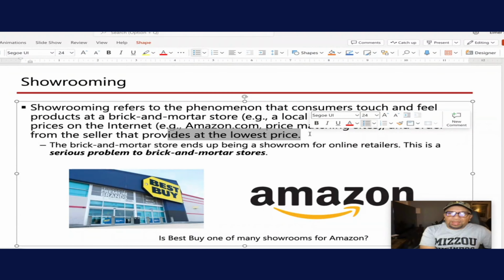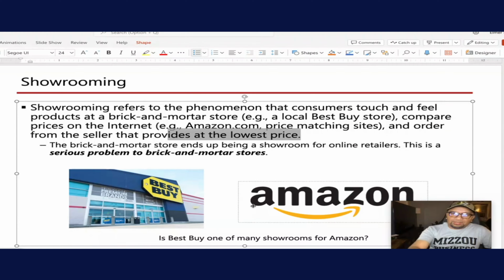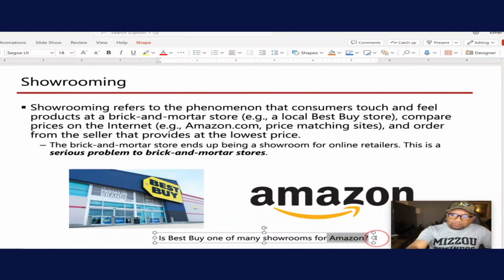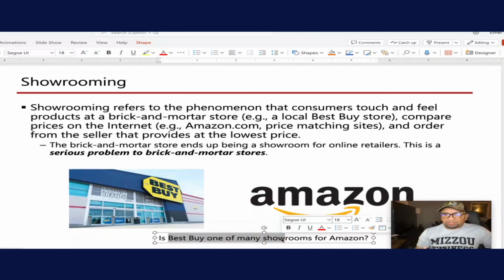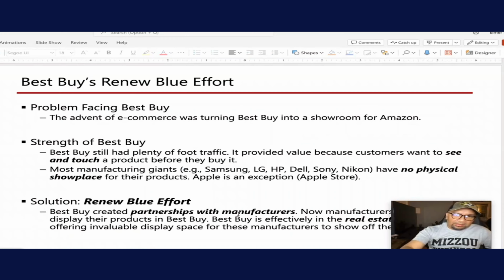And so what ends up happening is by default, for items for sale on Amazon, well, Best Buy is the showroom for those products, but Best Buy doesn't get anything out of it because in the end, the customer buys it elsewhere. So what does Best Buy do? Well, they've come up with the Renew Blue effort where they partner with manufacturers to essentially rent a space so that they could show their products in store.